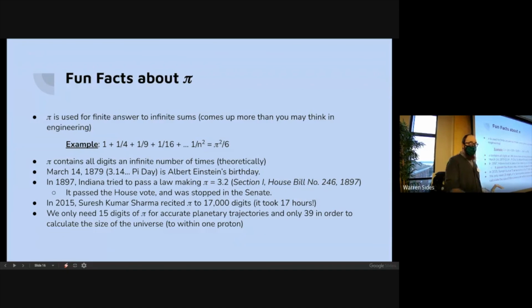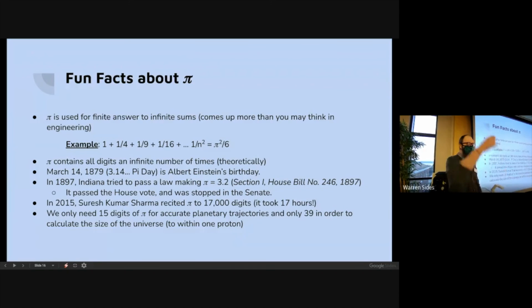It contains all the digits, so 0 through 9, and theoretically an infinite number of times, right? It's random. It's actually been proven that the numbers show up randomly. I mean, they're based on the pi, but it's interesting though. March 14th, which is Pi Day, 1879, is Albert Einstein's birthday. Coincidence? Maybe. I think not. But yeah, that's a fun fact.